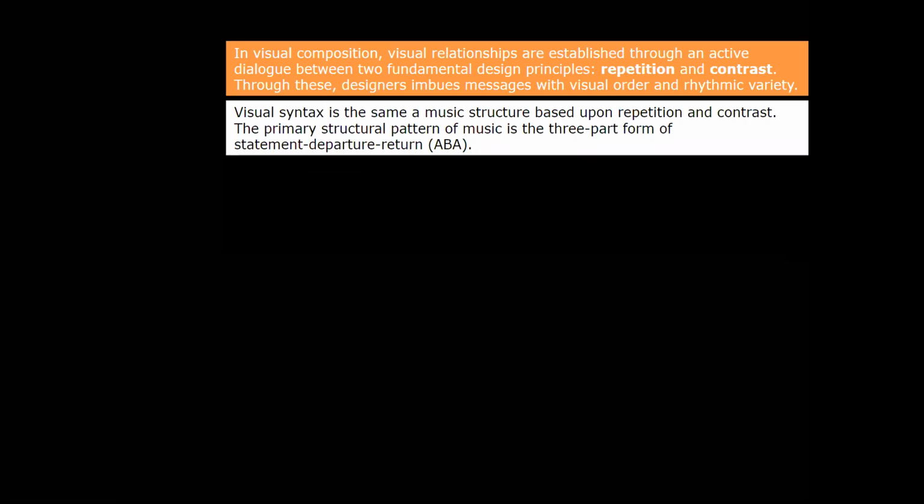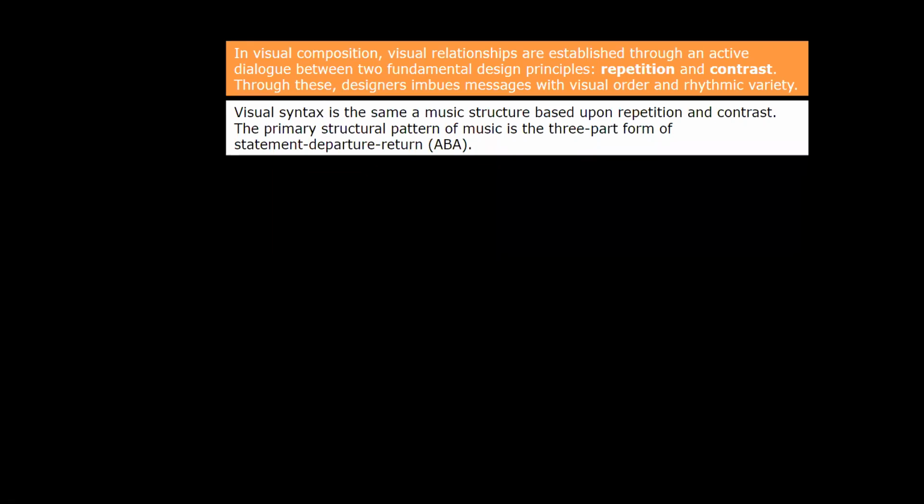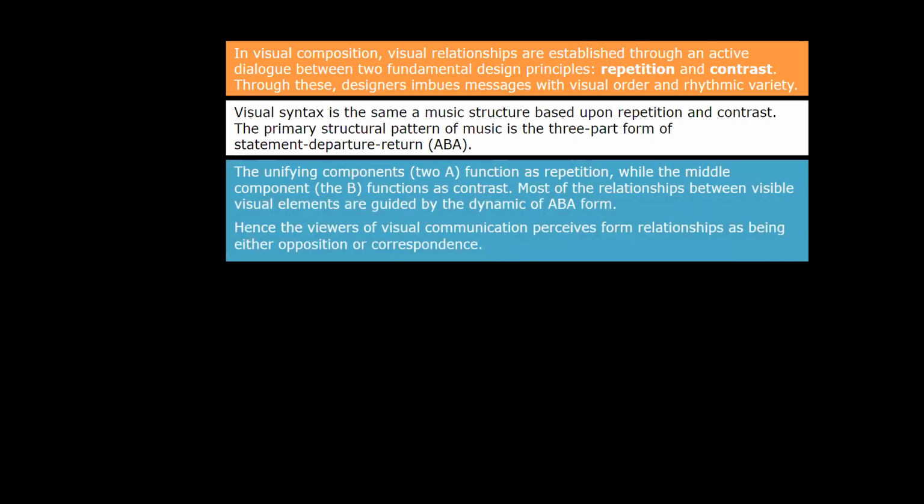That is very simple. When you hear a song, no matter whether it's a local one or Western or Asian music, you can see that the first pattern will keep repeating from time to time. It's composed of the main melody. And this actually builds up the basic component and concept for the ABA form: statement, departure, and return. The uniting components, the two A's, function as the repetitions, while the middle component, the B, functions as a contrast. Most of the relationships between the visual elements are guided by the dynamic of ABA form.